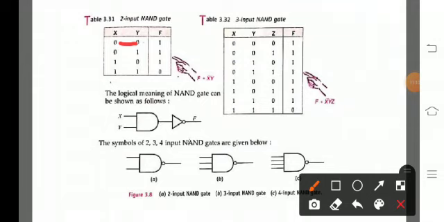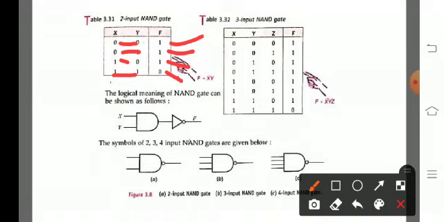Actually, AND means multiply. 0 into 0 is 0, but the answer is 1. That's why we say the NAND gate is an inverted AND gate. Inverted means opposite of the AND gate. So 0 into 1 is 0, answer is 1. 1 into 0 is 0, but the answer is 1. 1 into 1 is 1, but the answer is 0. So you have to write the inverted, opposite result of the AND gate.